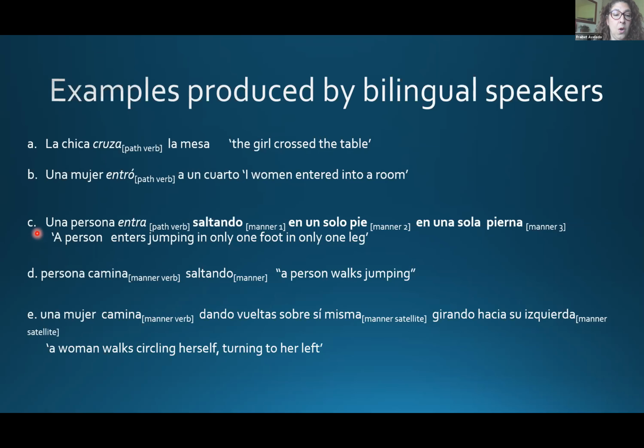Number C. Una persona entra saltando en un solo pie, en una sola pierna. So a person enters jumping on one foot, on only one leg. Number E is also really interesting. Una mujer camina dando vueltas sobre sí misma, girando hacia su izquierda. We didn't find this type of examples in monolingual Spanish speakers. I translate: a woman walks, circling herself, turning to her left.